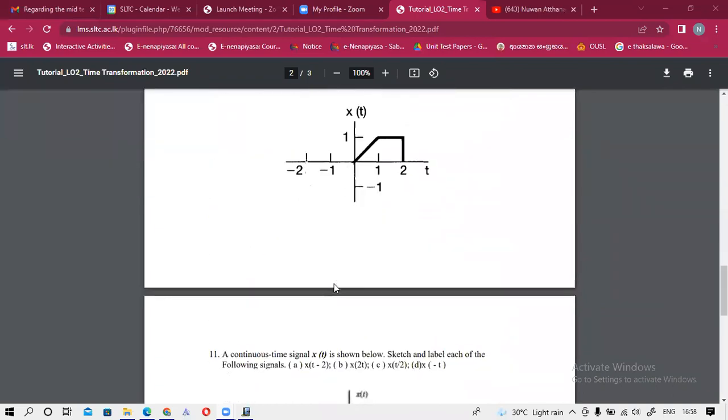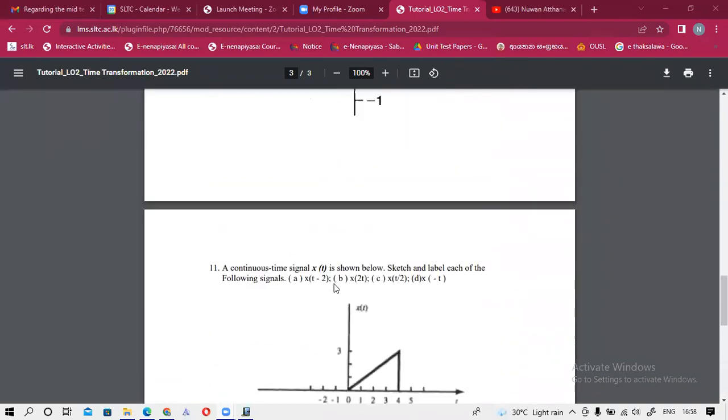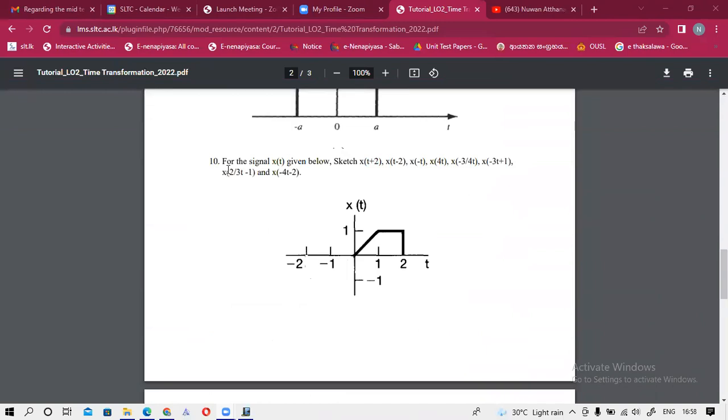I will do this question. I will start at 5 past 5, around 5 minutes from now. This kind of example will come in your mid-sem exam, so if anyone is interested, you can wait here.